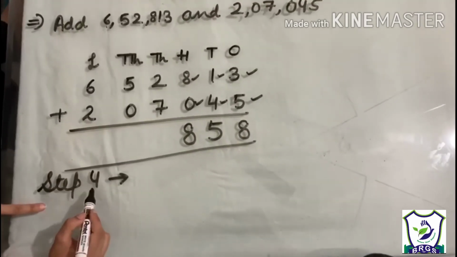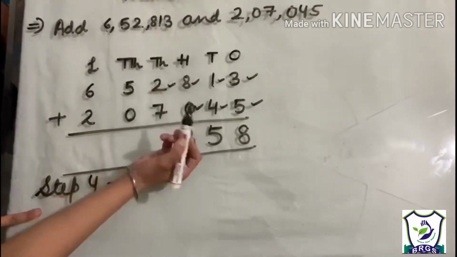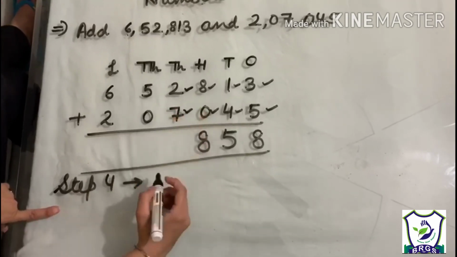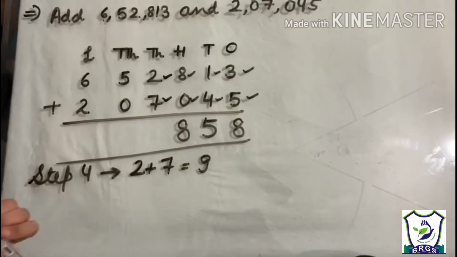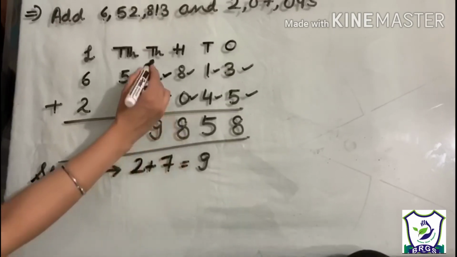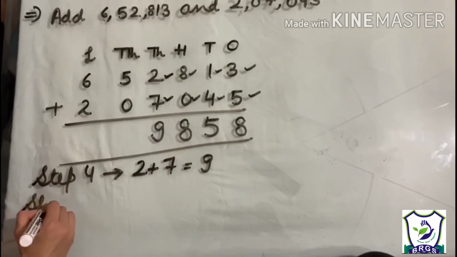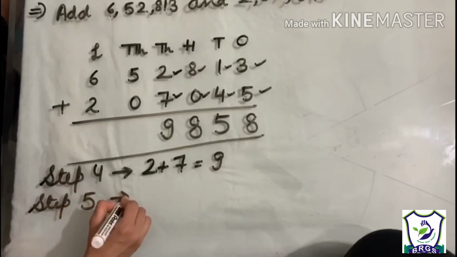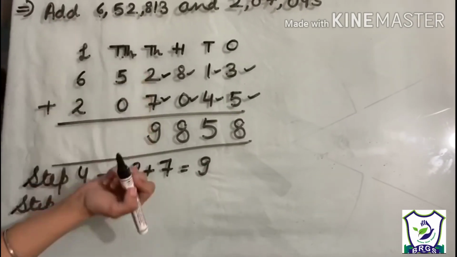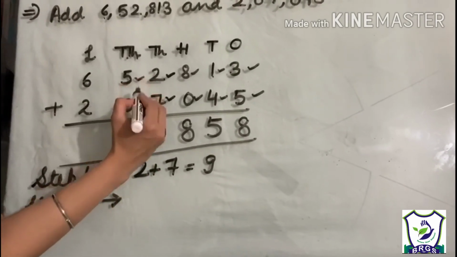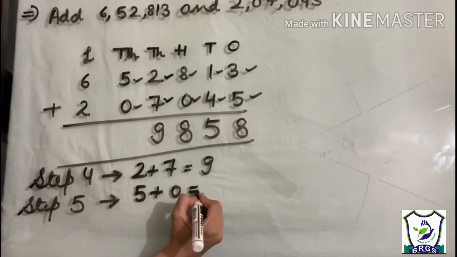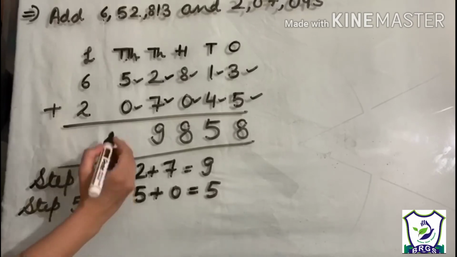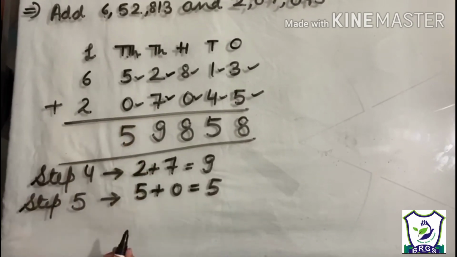Now our next step 4 is add the thousands. Thousands are the 2 and 7. So add 2 plus 7. It is 9. So write here 9 in the thousands column. Next step. Our step number 5 is add the 10,000s. 10,000s are 5 and 0. So add 5 plus 0 which is equal to 5. So we write 5 in the 10,000s column.